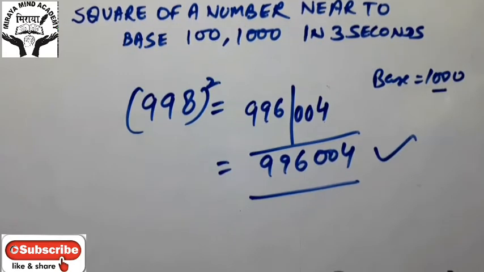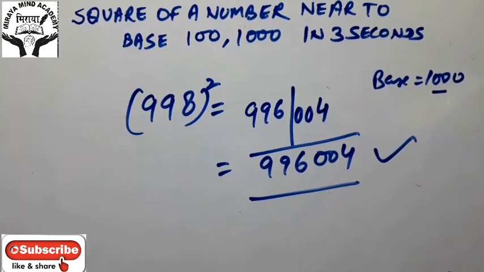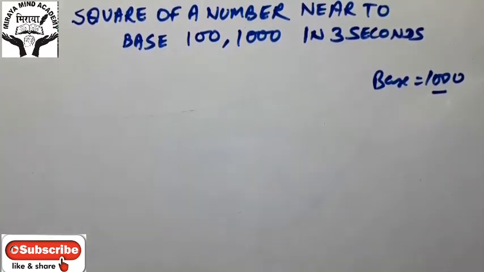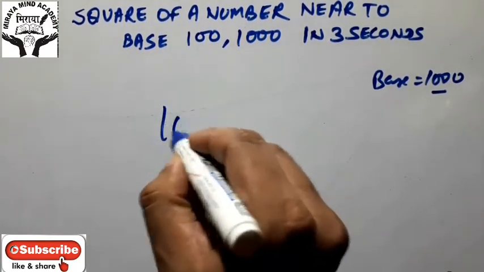It's a very fast trick, and you can easily practice it, and you can do these calculations without using even any pen or paper. You can do it mentally also. So let's take one more example with a number more than 1000. Let's take 1007.